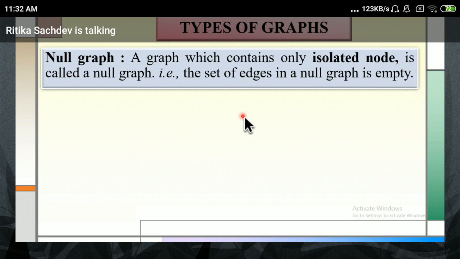We're proceeding with the types of graphs. Be very careful with these types of graphs because I'll be using them very frequently in my algorithms in the next sessions.